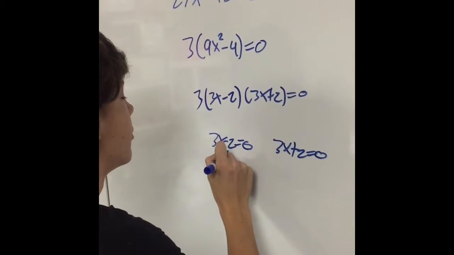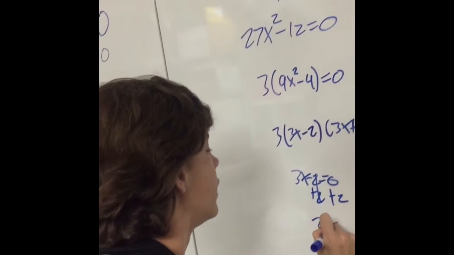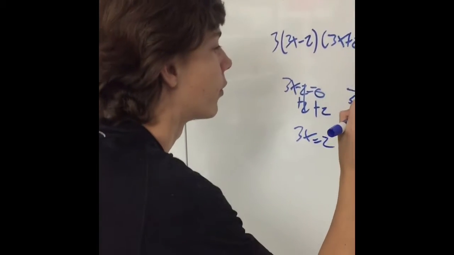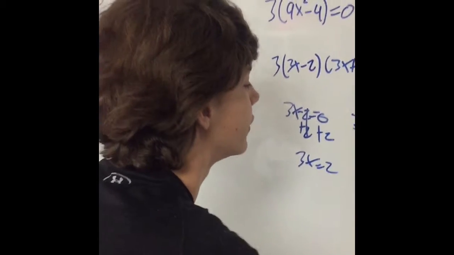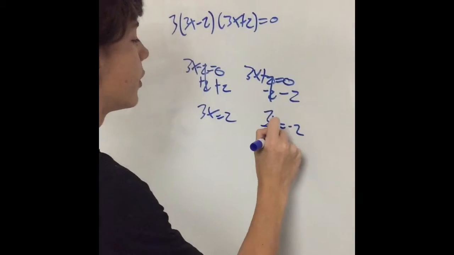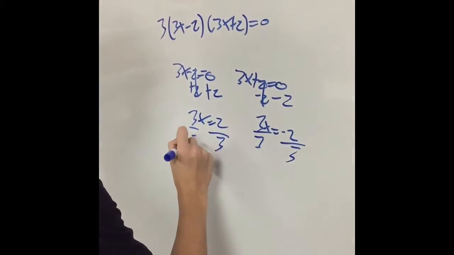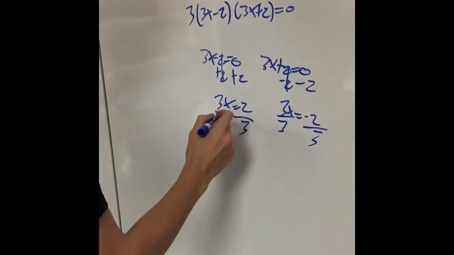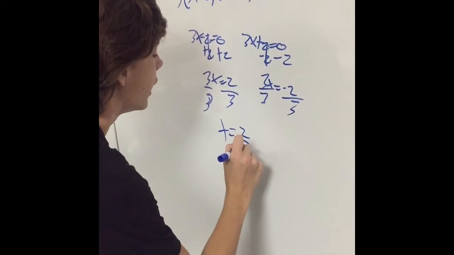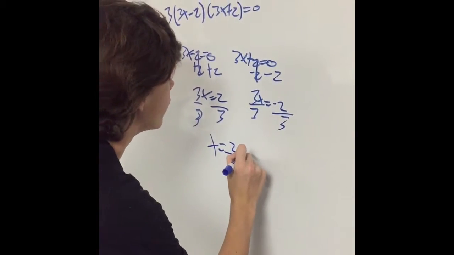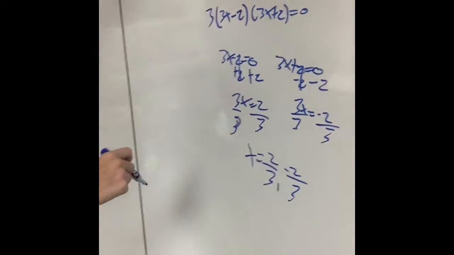Then you're going to want to add 2 on this side, they cancel, then you'll have 3x equals 2, and on this one, minus 2, minus 2, then you'll have 3x equals negative 2. Then you'll divide by 3 on both sides, and then you will have x equals 2 over 3, and x equals negative 2 over 3. And those are your answers.